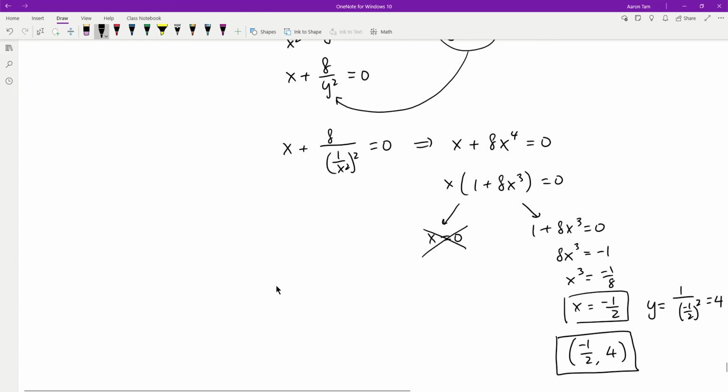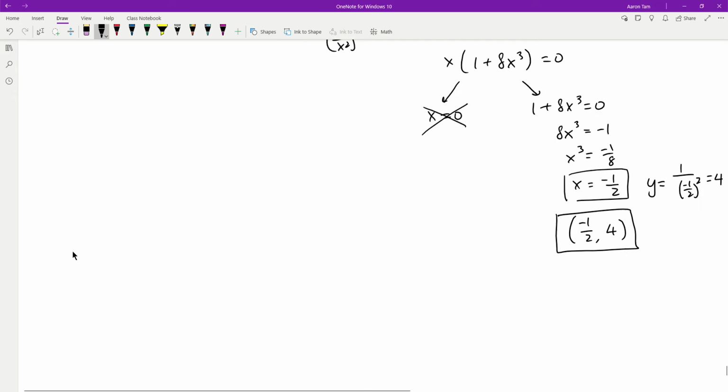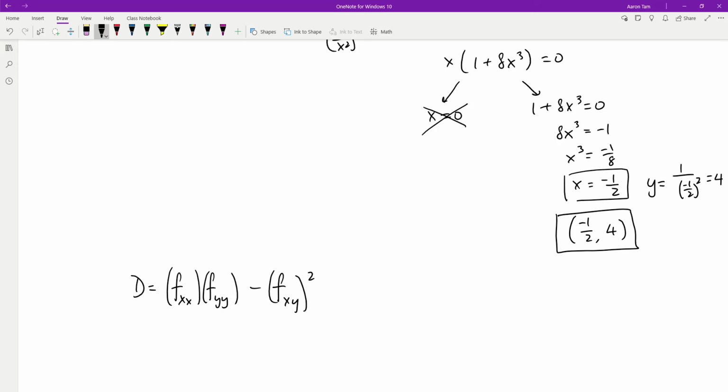All right. Now the next thing we're going to do is try to apply theorem 6.4.6. To do that, I first need to find D. How do I find D? Well, D is equal to fxx times fyy minus fxy squared at the critical point, which in this case is at negative 1/2, 4. So let's go and figure that out.